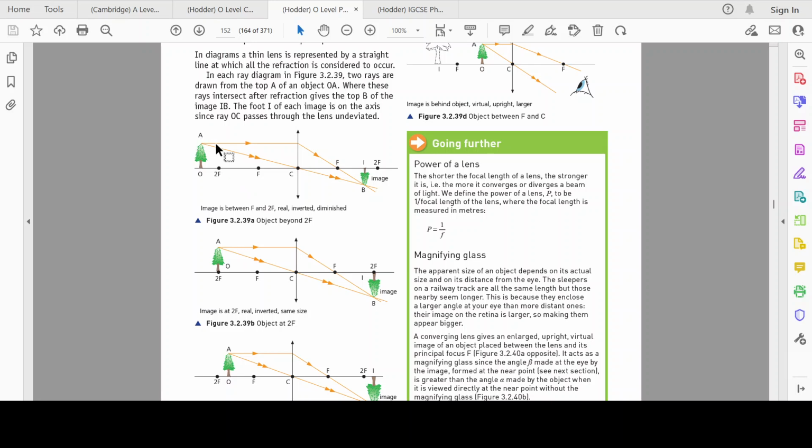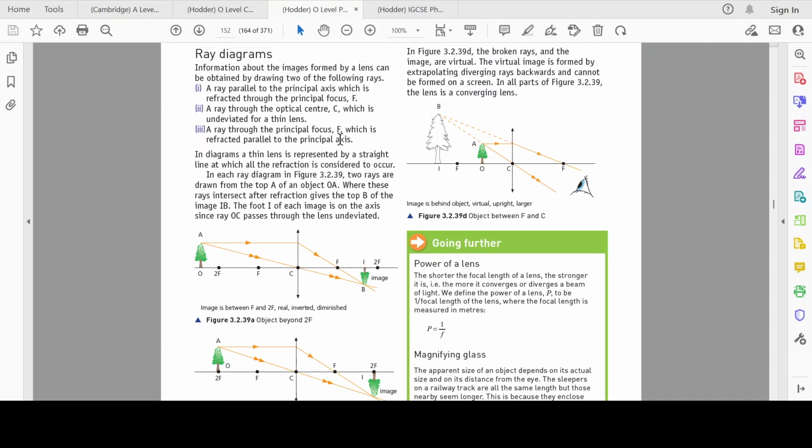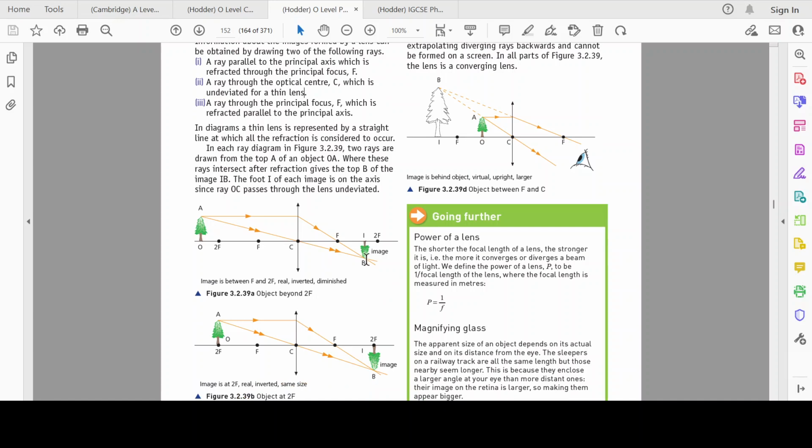You've got this line going parallel to the principal axis, hitting the lens, bending through the principal focus, and you extend it forward. Then you've got the other line, which is going directly through the optical center, and you extend it forward. You can see it's not bending anyway, and the point where the two of them converge is where the image will form.